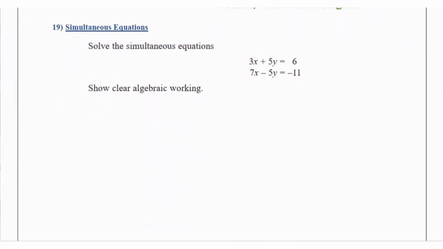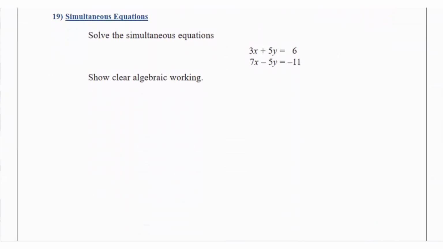Now for simultaneous equations, we already got a quadratic simultaneous equation in paper 1. That means for paper 2, it's going to be a linear simultaneous equation. So for this, you can either use the elimination method or the substitution method. It's best to go with elimination because that's easier and less time consuming.